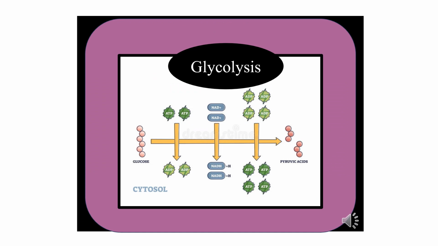So the first step is glycolysis. Glycolysis is defined as the process in which glucose is broken down to produce energy. It produces two molecules of pyruvate, ATP, NADH, and water. The process takes place in the cytoplasm of a cell and does not require oxygen.